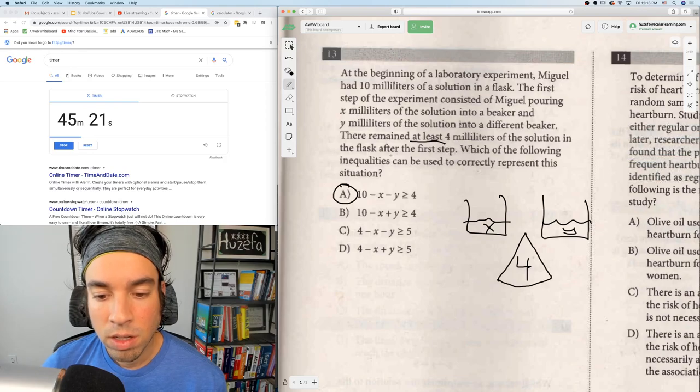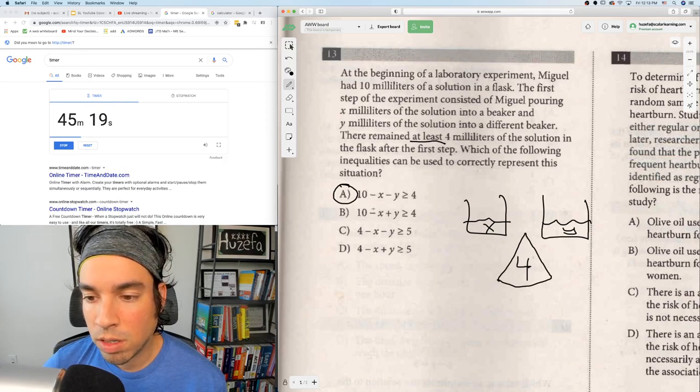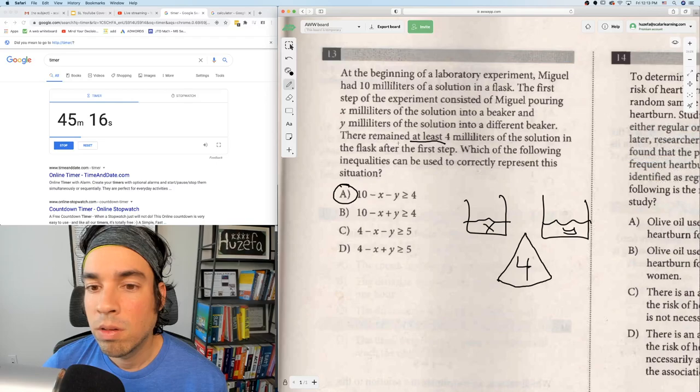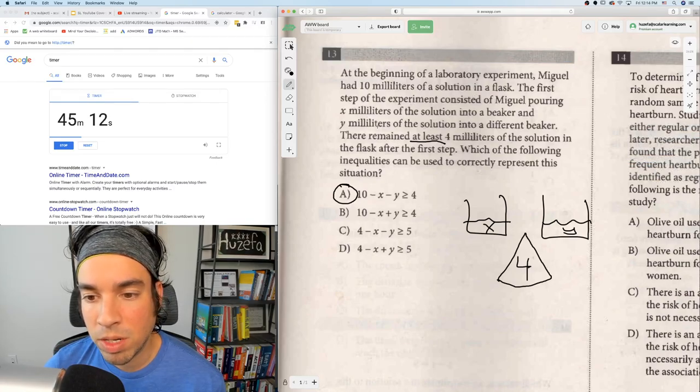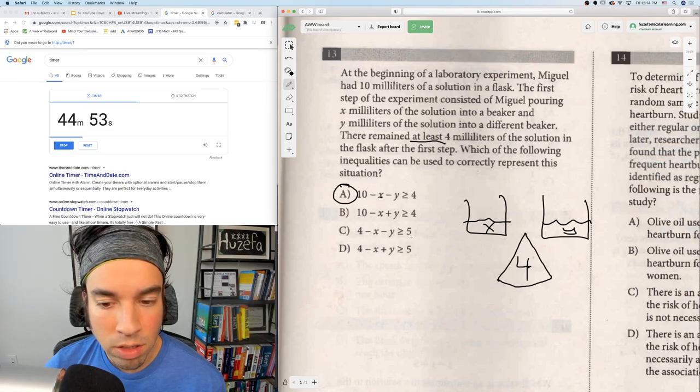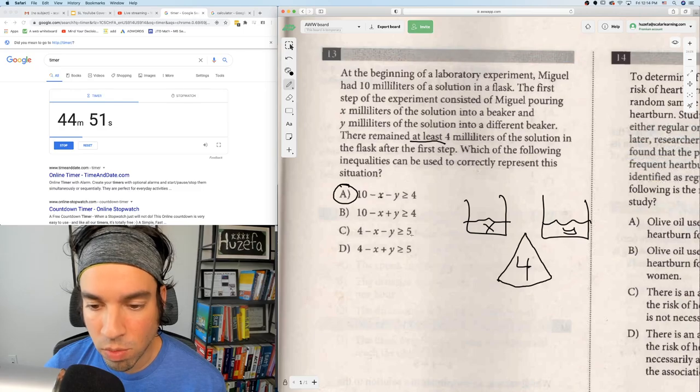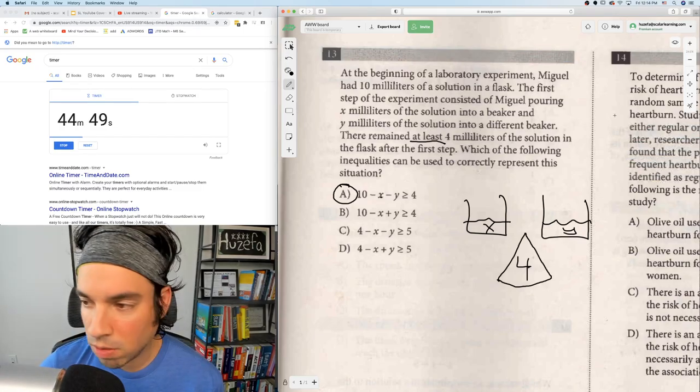Because, let me just make sure I'm getting this right. Hold on. Miguel had 10 milliliters of solution. The first step of the experiment consisted of him pouring X into a beaker and Y into a different beaker. So he's removing X, then he's removing Y. There remained at least 4 milliliters, so greater than or equal to 4. I just don't know where they got this 5 from, and the 4 and all this, that's weird to me. I'm just making sure I didn't make a silly mistake here. 10, take away X, take away Y, and it's greater than or equal to 4. Yeah, I think it's good to go. All right.